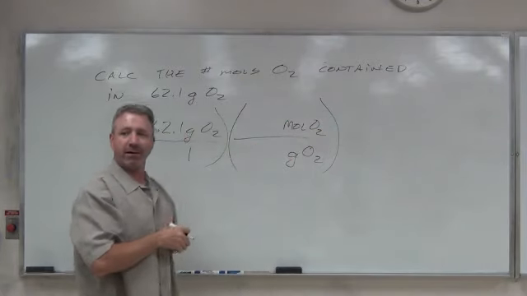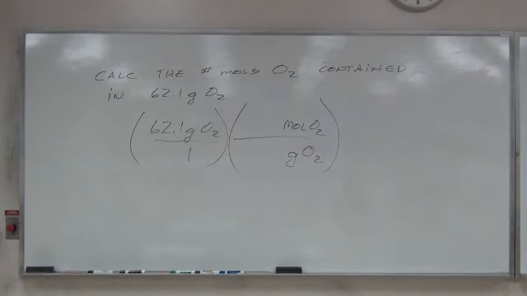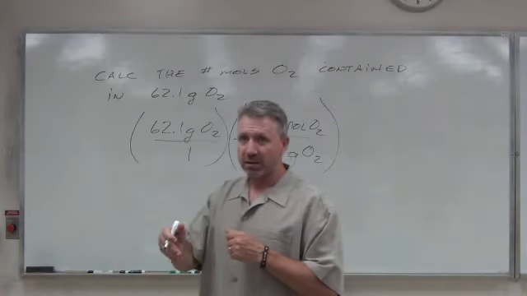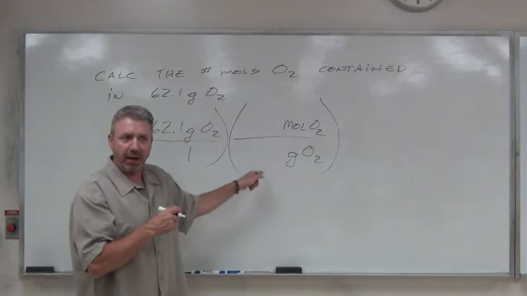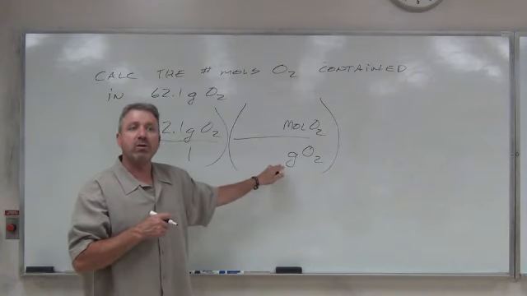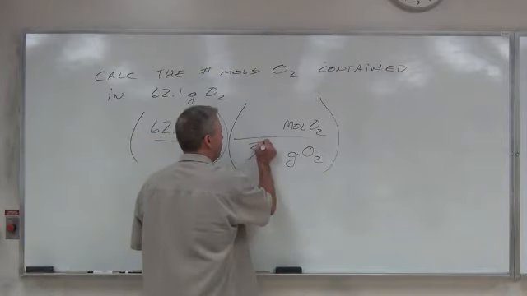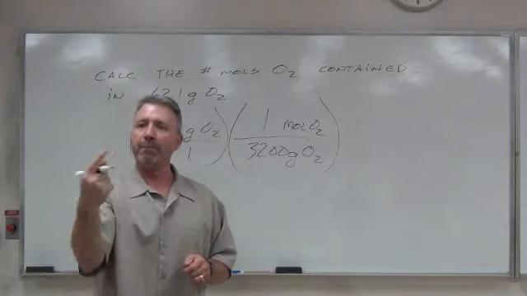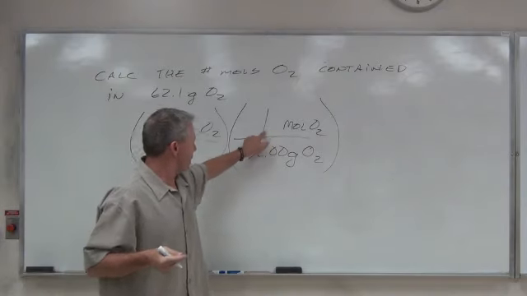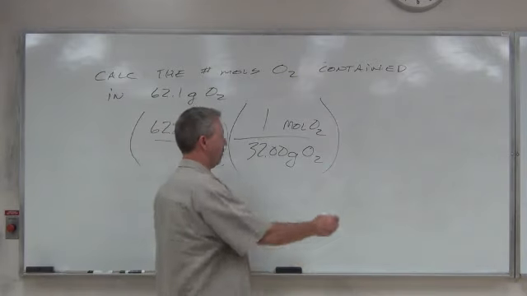I do. I get it from the periodic table. It is O2. Oxygen is 16, so O2 is 2 times 16, or 32. Where does the 32 go, top or bottom? It always goes with the grams, doesn't it? Always goes with the grams, because what you add up is always per one mole. So this number is always 1. This is the number you add up.